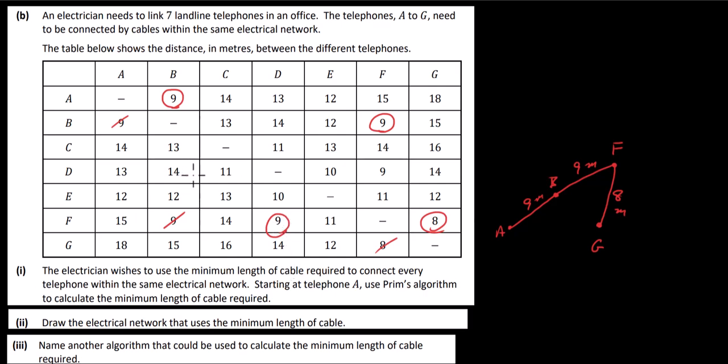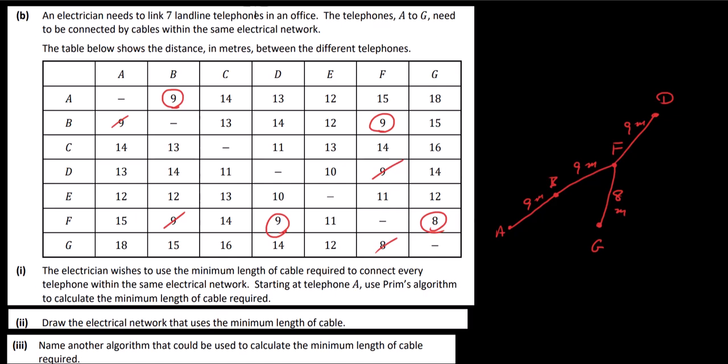So let's look at D to F, which is here. So I'm just going to cross that off as well. So now I need to go from F to D. So let's come up along here to D, and that is also 9 meters. Okay, so now we've got 1, 2, 3, 4, 5 nodes.